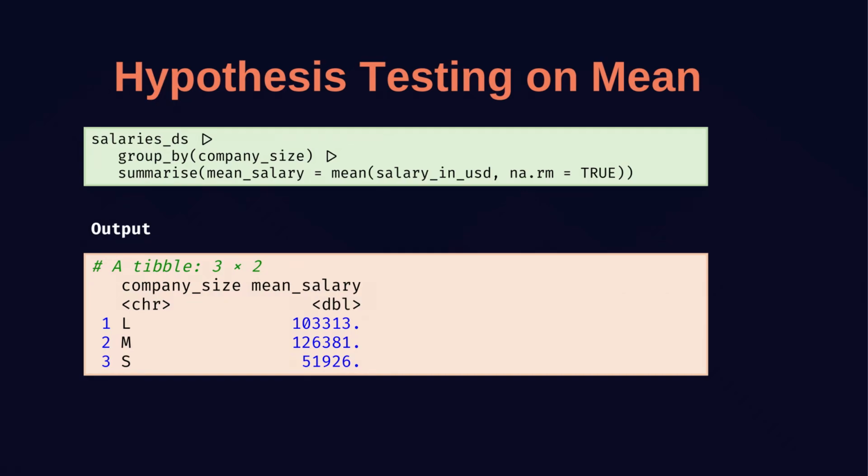To calculate the summary statistics for each group, we begin with the sample, group it by the categorical variable, and then perform the calculations on the numeric variable. In Tidyverse, this can be done by grouping the data by company size and then taking the mean of the salary in USD column. In this case, larger companies have an average compensation of $103,000, while medium companies pay $126,000 on average. But the key question is: is this difference statistically significant, or could it be just due to random variation in the sample?